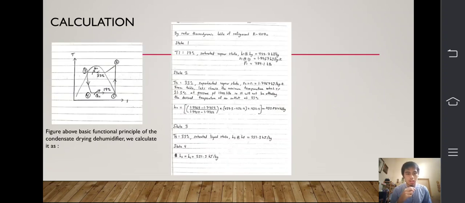This is an example of calculation. The figure above shows the basic functional principle of a condensate drying dehumidifier. So we calculate it as this. This is our group discussion of the calculation.